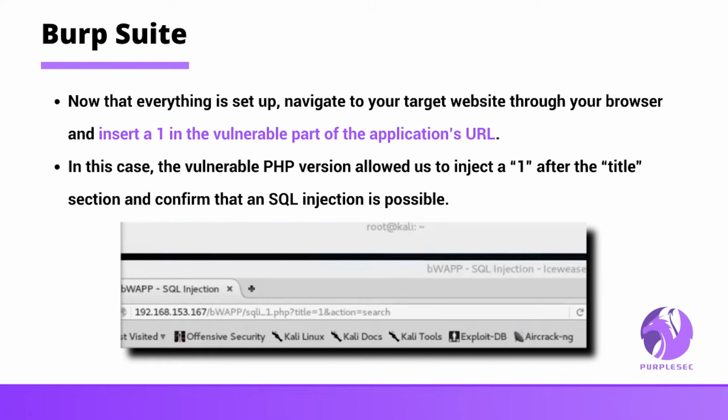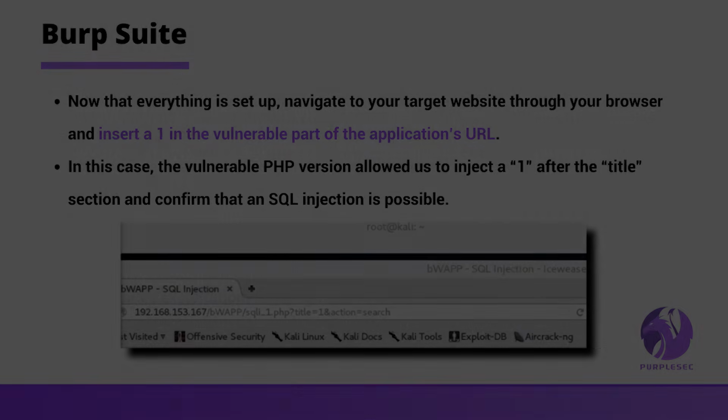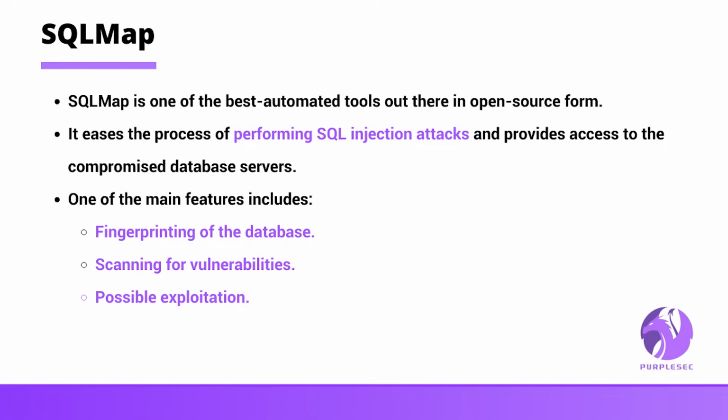But first, a bit of background on SQLMap will make you realize just how useful this tool is. SQLMap is one of the best automated tools out there in open source form. It eases the process of performing SQL injection attacks and provides access to the compromised database servers. One of the main features includes fingerprinting of the database, scanning for vulnerabilities, and possible exploitation.